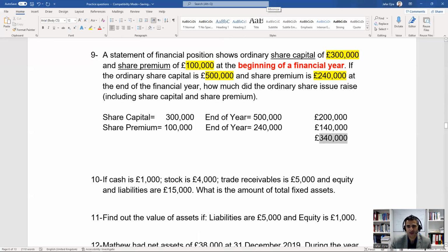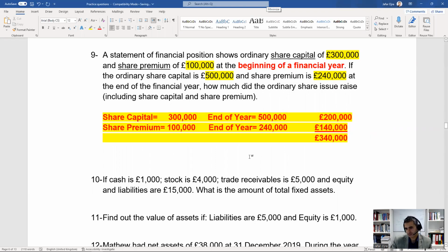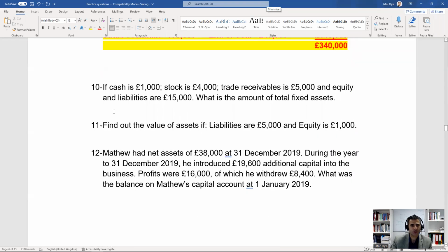The answer is what? 340,000 pounds. And that's the difference between the beginning of the year and the end of the year. Okay. So that's question number 9. Now let's move to question number 10.